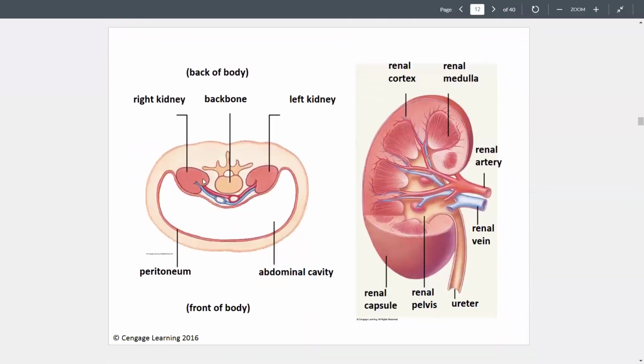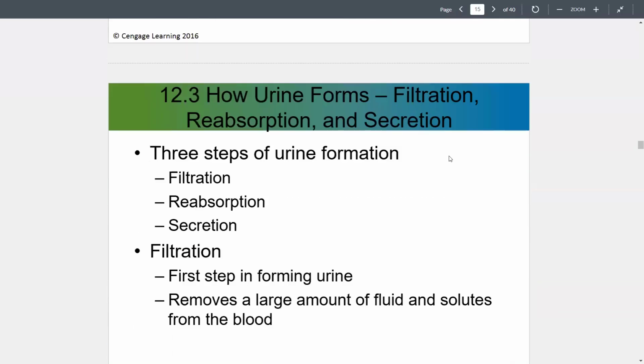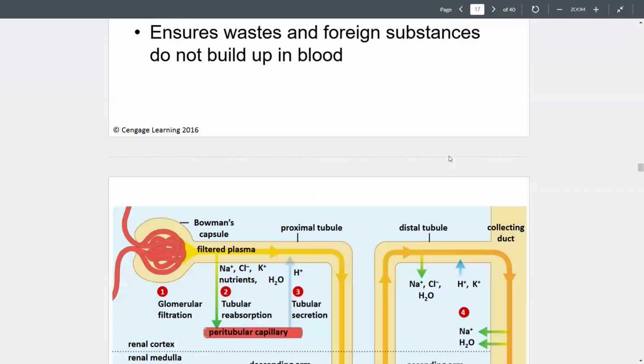Here it is from the backbone, your two kidneys nest right around there. And then if you cut them open, you can see these different structures. So you have the renal cortex on the outside, the renal medulla is the busy part that's filtering, and then you can see the blood going in and out, and then filtering and coming back out. And then if we zoom in further, there's got to be a picture.